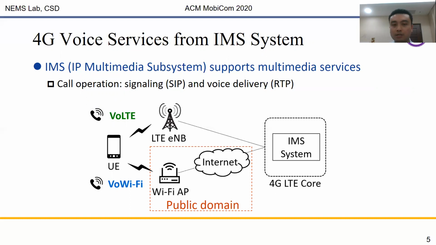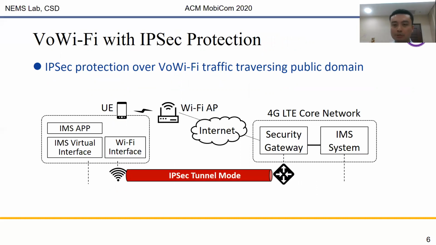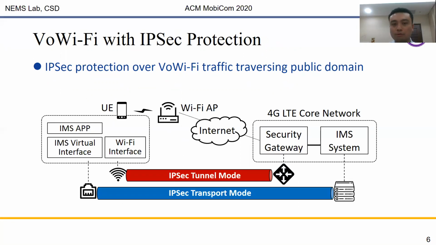Here you can see VoWiFi traffic needs to traverse the public domain, so it requires higher level security protection. To protect the VoWiFi traffic, an IPsec tunnel is built between UE's Wi-Fi interface and the security gateway in the 4G core. The other IPsec section for specific application, VoWiFi here, is built between the UE's virtual interface and the IMS with the transport mode.